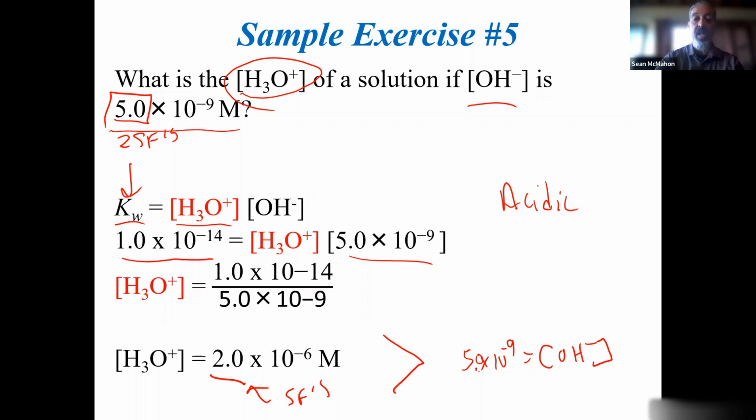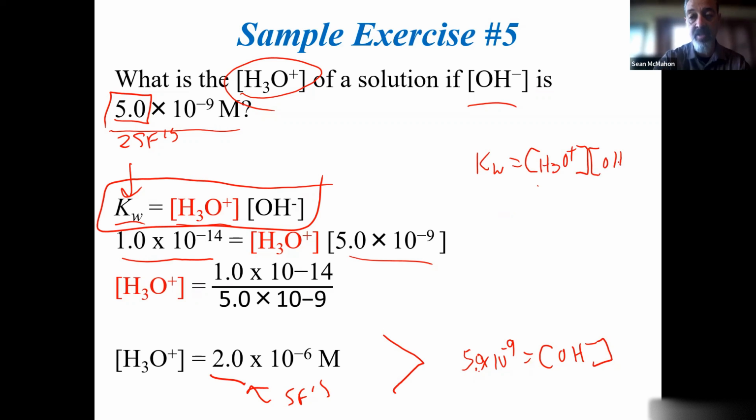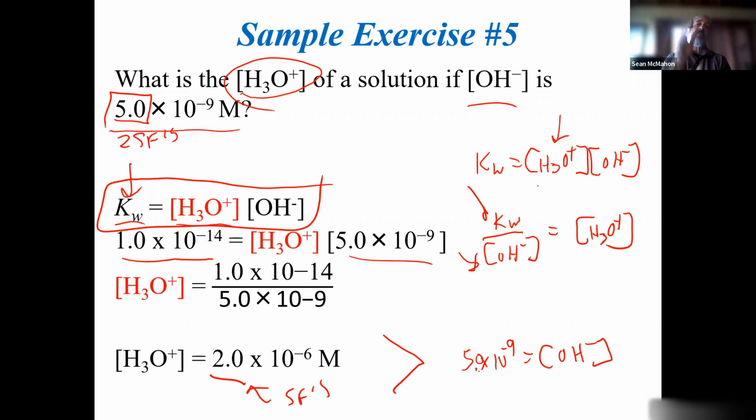Now, some of you are good, and before even plugging in your numbers, you may just right off the bat rearrange this algebraically. You might have just said, well, Kw equals hydronium concentration times hydroxide. And if I'm looking for hydronium, I'm just going to divide both sides by that. So I'm going to get Kw divided by my hydroxide is my hydronium. And then you could plug in your numbers. Either way is fine. You could first plug in the numbers and then rearrange, or algebraically first manipulate the equation to solve for hydronium. It really doesn't matter. You get the same answer.